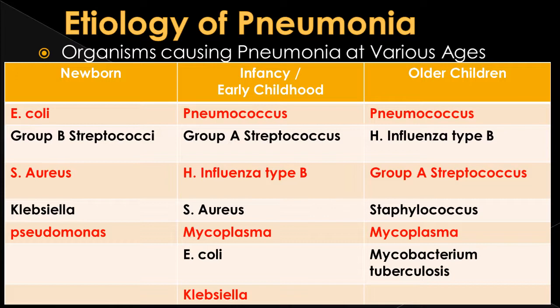Mycoplasma should be considered in all school-going children or contacts of school-going children because it is usually acquired in the age group of 5 to 15 years. Mycoplasma can also involve adults, but school-going children are the highest risk group for acquiring atypical pneumonias caused by mycoplasma.